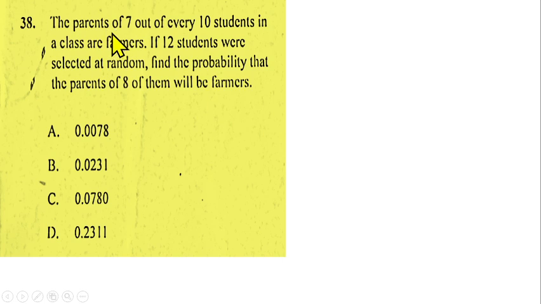The parent of 7 out of every 10 students in a class are farmers. If 12 students were selected at random, find the probability that the parent of 8 of them will be a farmer. So the first thing to do is to get the probability of being a farmer, which is 7 over 10, so that will be 0.7. The probability of not being a farmer will be 1 minus 0.7.